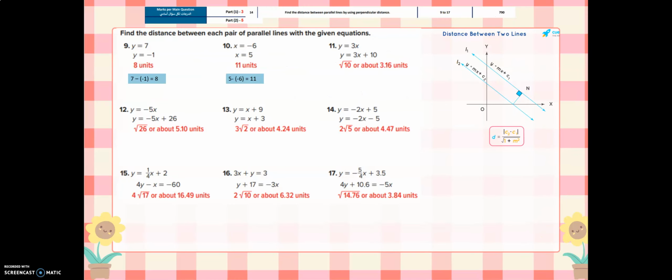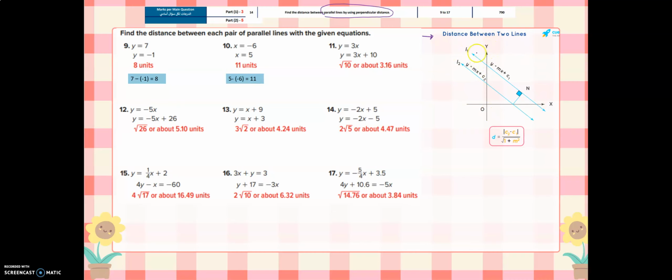All right, next one we have here the next topic, which is finding the distance between parallel lines using perpendicular distance. So we're looking for the distance between two parallel lines. Before I discuss with you the solutions for each of the questions, let us try to look at this illustration right here.